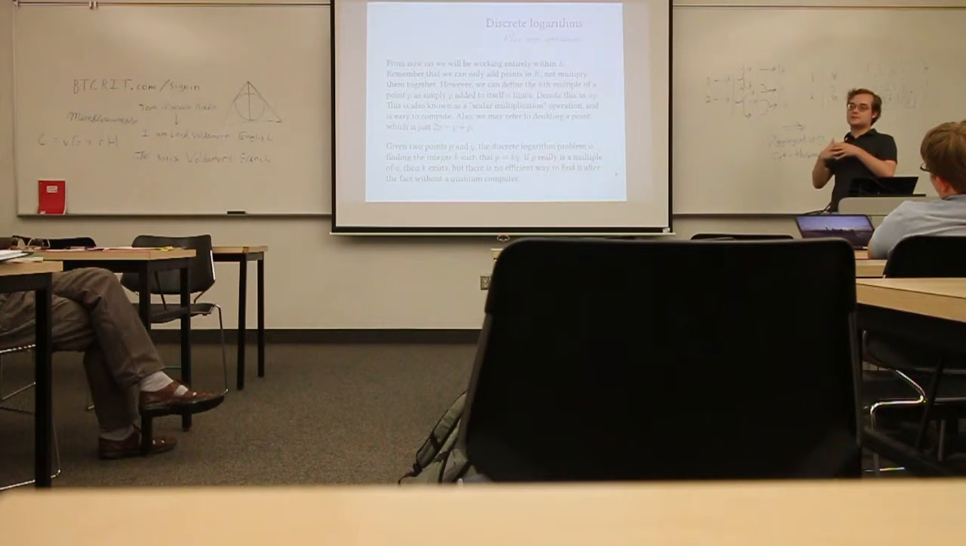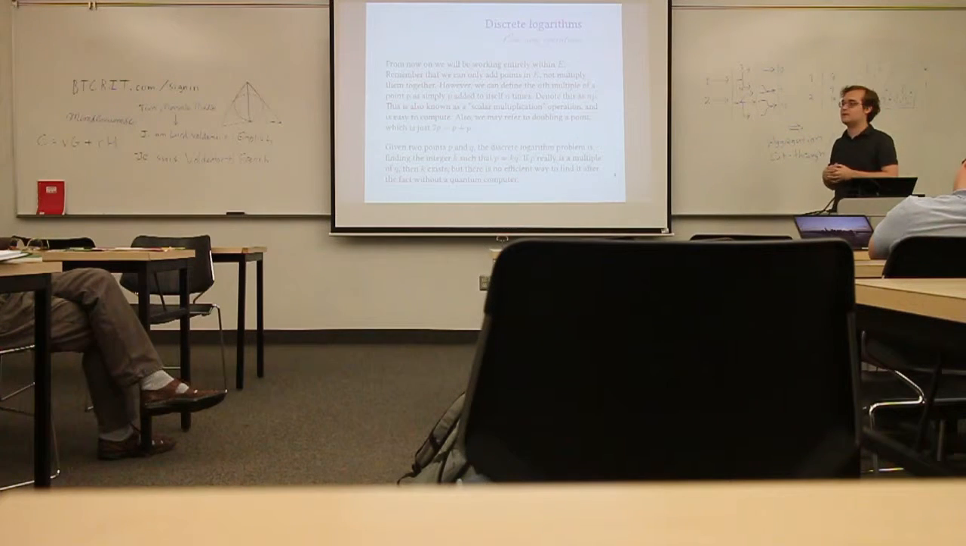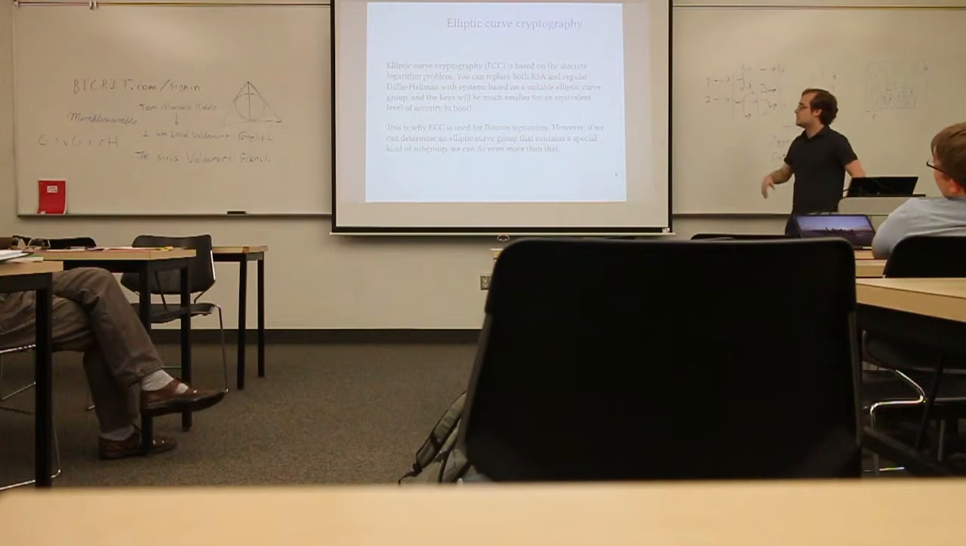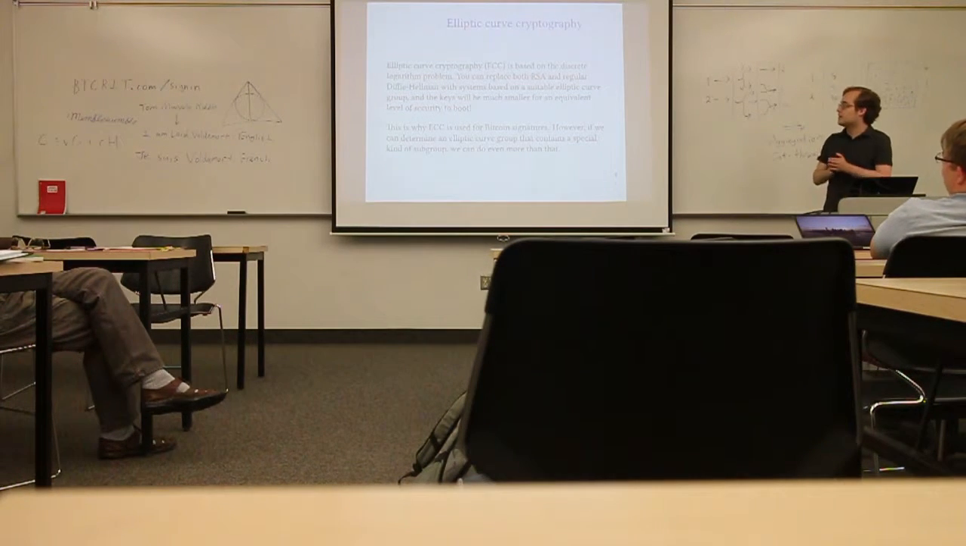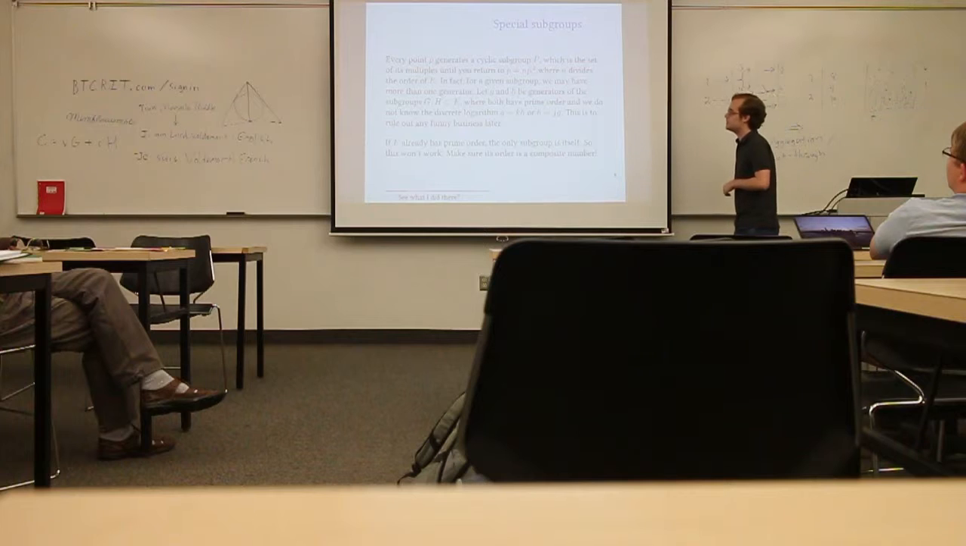Bitcoin uses this for signatures. This is what we're going to use for everything. We're working entirely within the elliptic curve group. And then we're going to search for a subgroup of prime order within the elliptic curve group. We're going to speed through this.